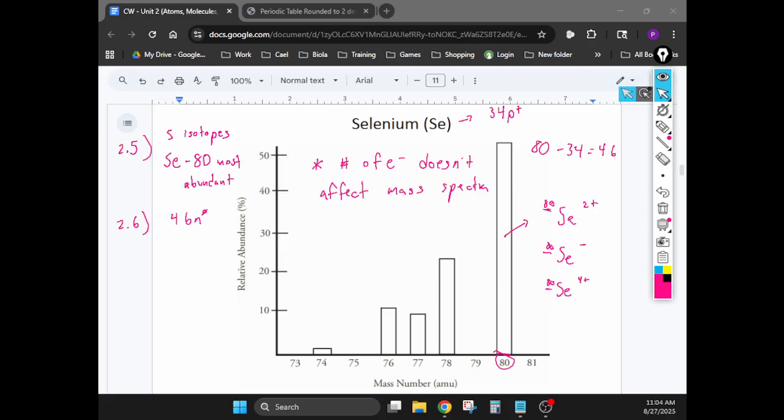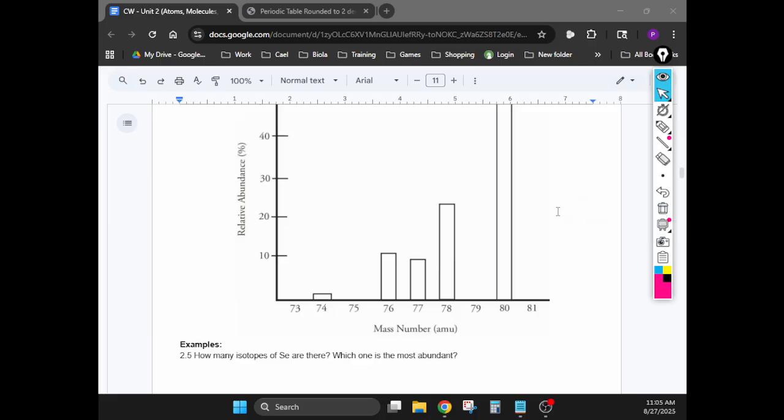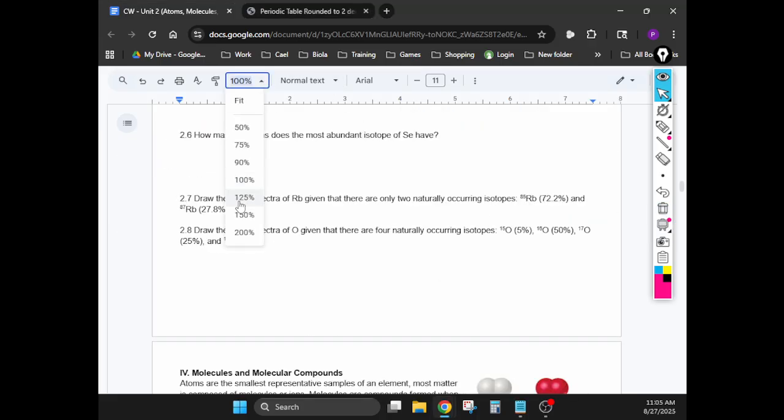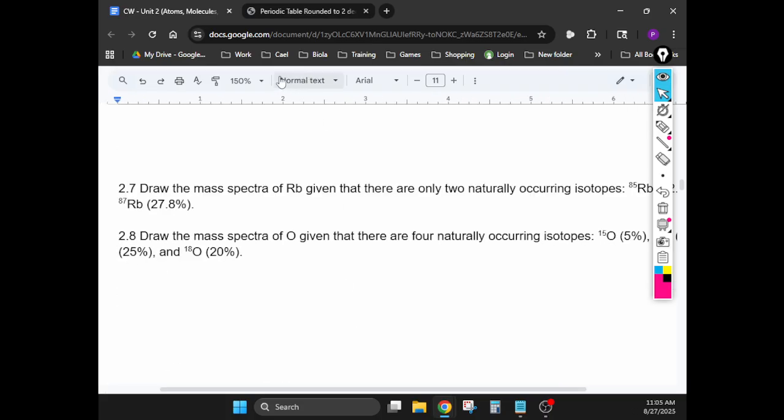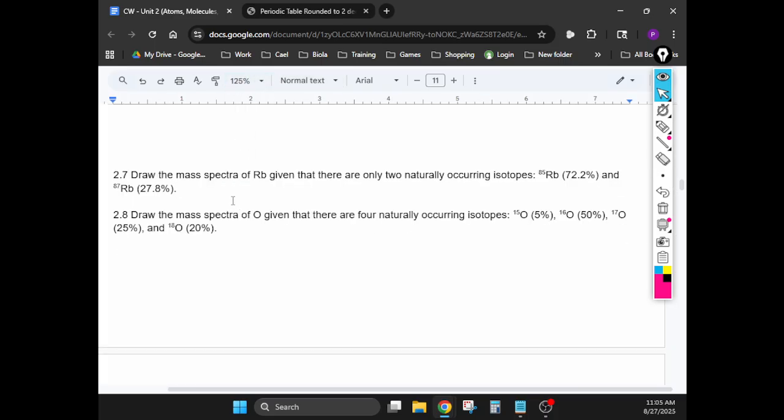Okay, last thing we're going to do before we go on our break is we're going to go over how to draw a mass spectra. And it's very, very easy. We're just going to do one problem just for the sake of time. Let me zoom in a little. We're going to skip 2.7 and we're going to do 2.8. Okay. All right, so for 2.8, it's telling you draw the mass spectra of oxygen if there are these 4 naturally occurring isotopes. Okay, so you're going to draw the mass spectra.